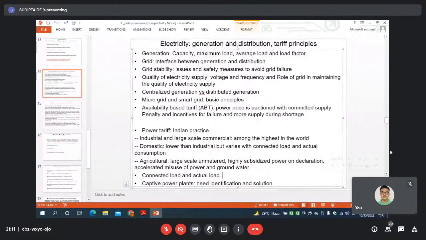But a captive power plant license is something different. They cannot sell the rest of their power to the market. Then it will become a regulatory matter, and some difficulties will be there, because it goes under the law, the legal structure. Anyway, we have understood what is power tariff and what is the Indian practice.